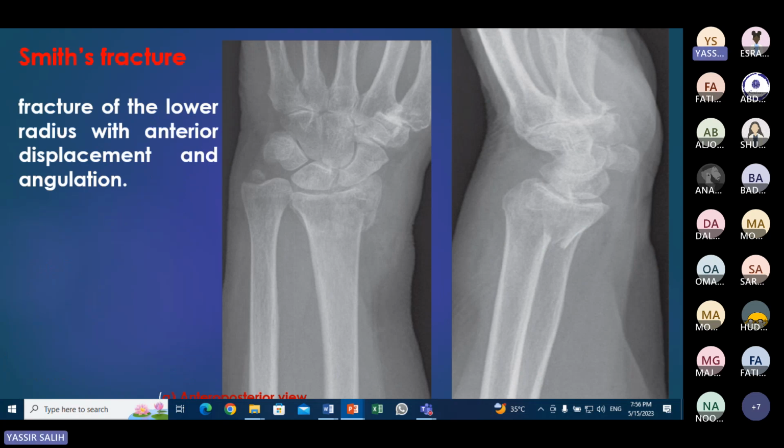This is an X-ray. What do you see? ايش شايفين؟ Fracture of the radius with anterior displacement. Yes, the radius. What is the name of this fracture? Smith fracture. ليش Smith fracture? Smith fracture is characterized by, زي ما انت قلت, distal radius fracture and what else؟ لابد يكون في anterior displacement, yes, and angulation. Yes, anterior angulation.